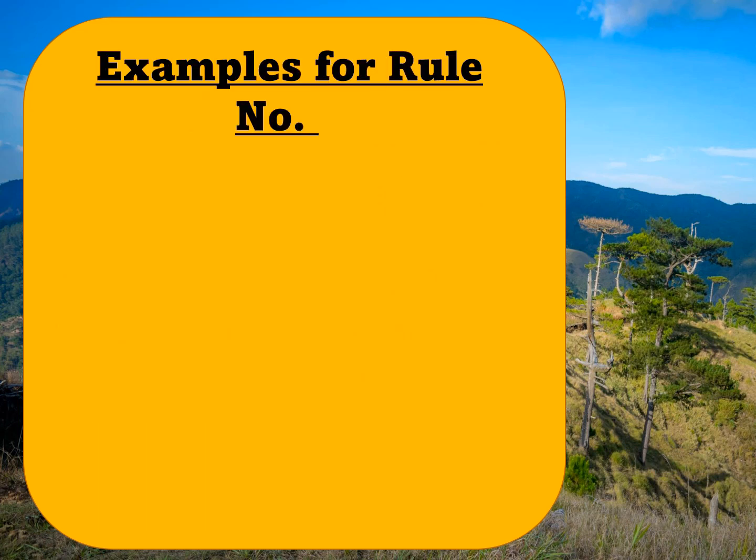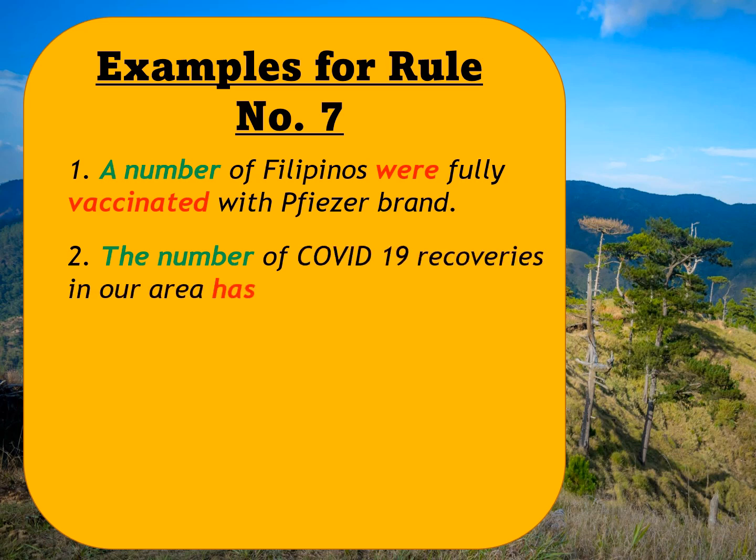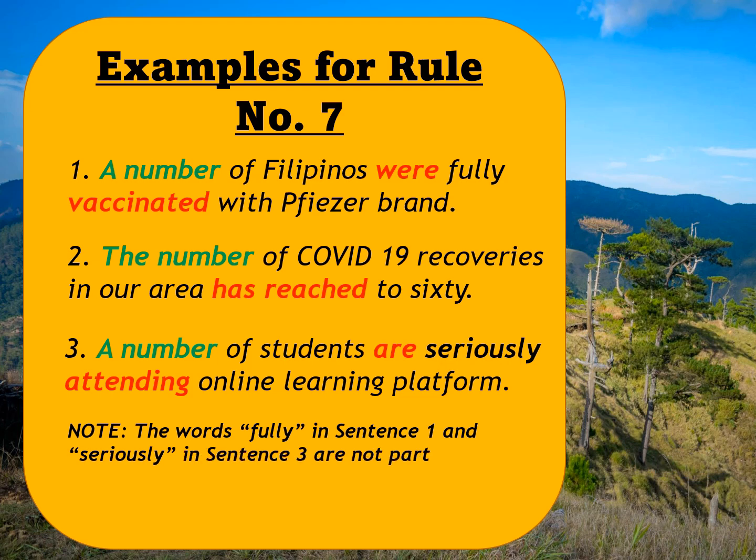Examples for rule number 7. Number 1, a number of Filipinos were fully vaccinated with Pfizer brand. Number 2, the number of COVID-19 recoveries in our area has reached 60. Number 3, a number of students are seriously attending online learning platform. Note, the words fully in sentence 1 and seriously in sentence 3 are not part of the verb phrase since they are both adverbs.